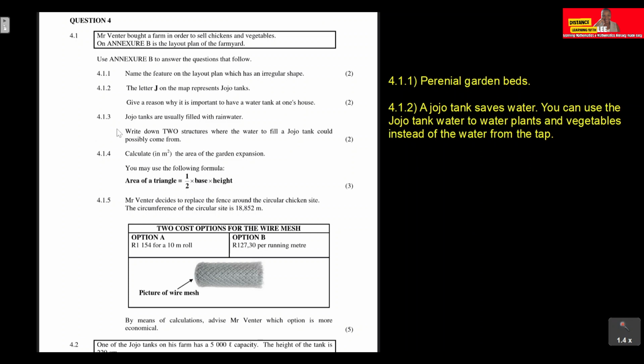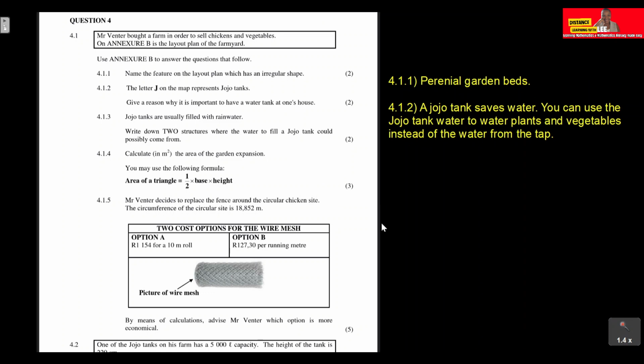Question 4.1.3 says Jojo tanks are usually filled with rainwater, like I said. Your Jojo tank saves your rainwater, and you can use that saved water to water your plants or whatever it is, or maybe flush your toilets and so on. So it is usually filled with rainwater. Write down any two structures where the water to fill a Jojo tank could possibly come from. So where would that water come from?